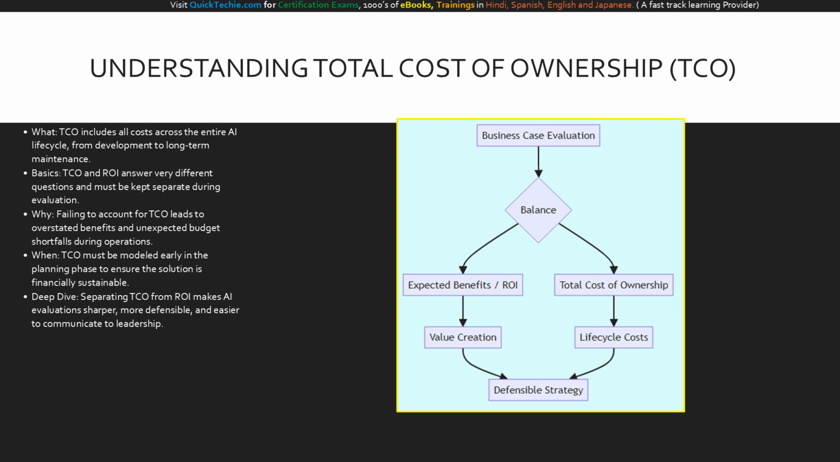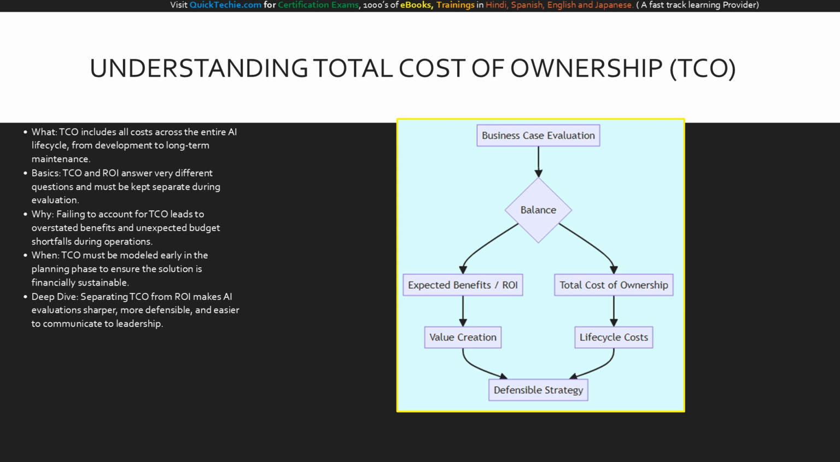Let's examine this balancing diagram to reinforce the relationship between ROI and TCO. At the top, we have our business case evaluation. This flows into a central balance node, representing the core task of the solution architect. From the balance node, the flow splits evenly. On the left, we have expected benefits/ROI, which leads to value creation. On the right, we have the total cost of ownership, which leads to lifecycle costs. Notice how both value creation and lifecycle costs must eventually converge at the bottom node to create a defensible strategy.